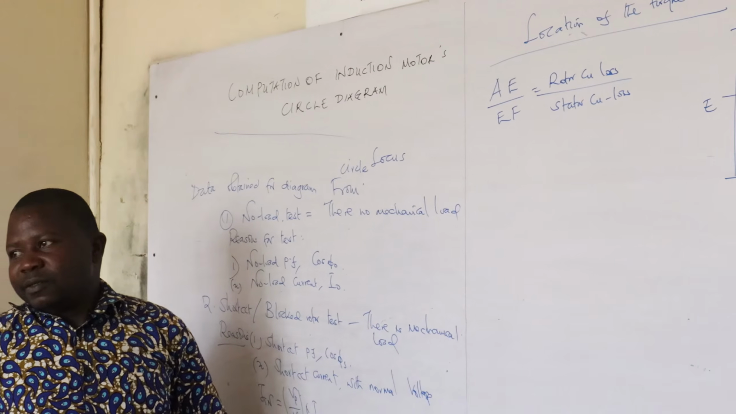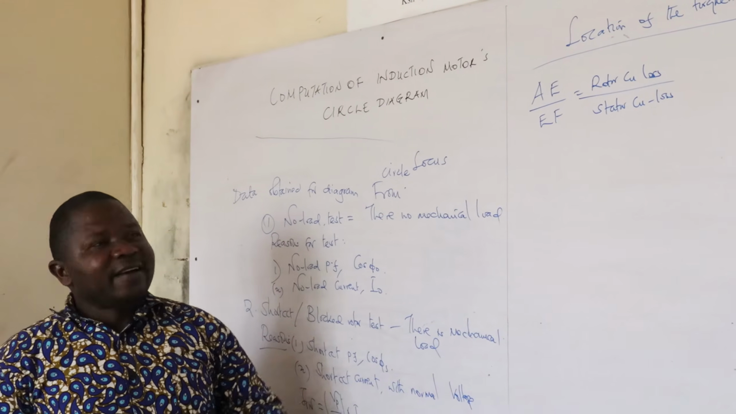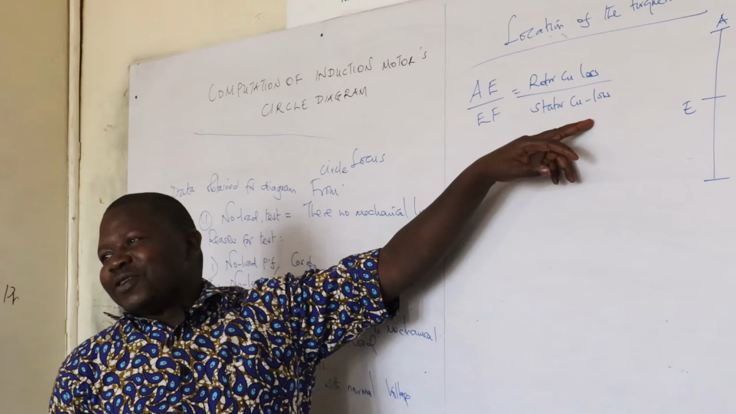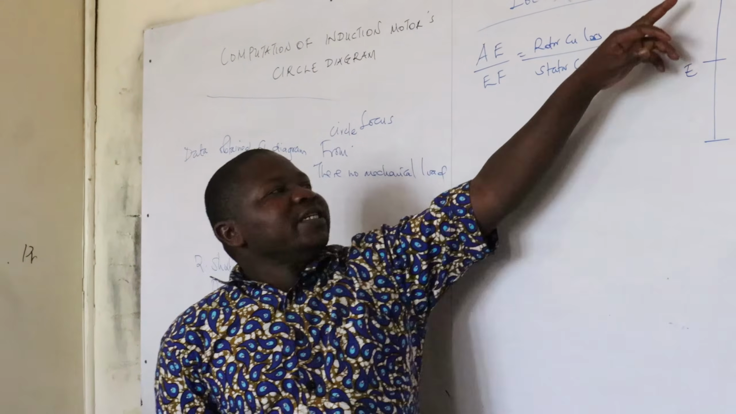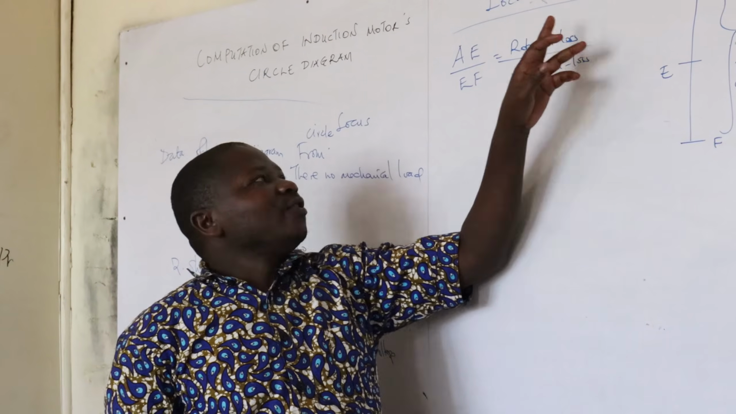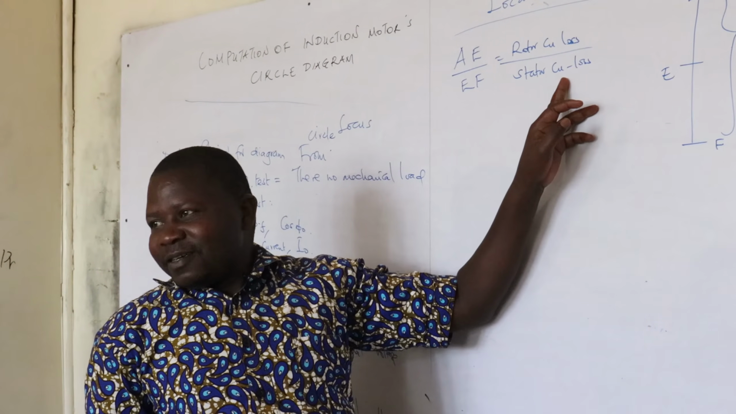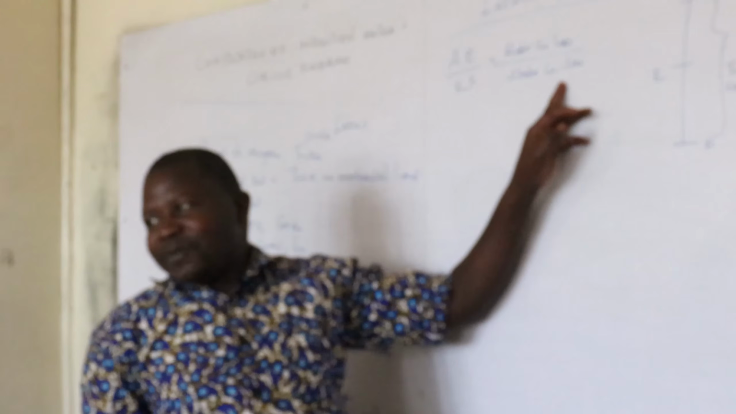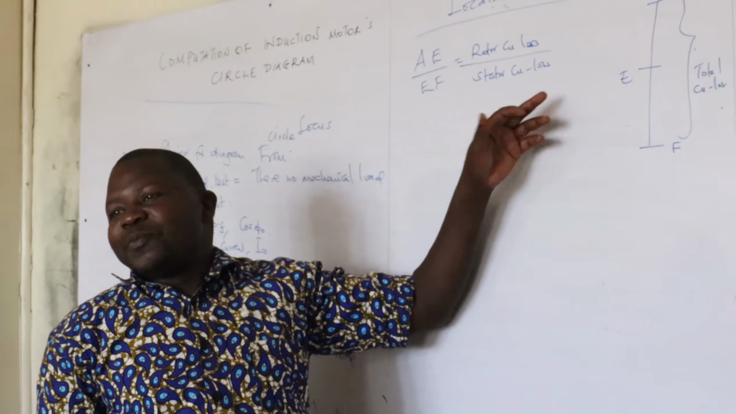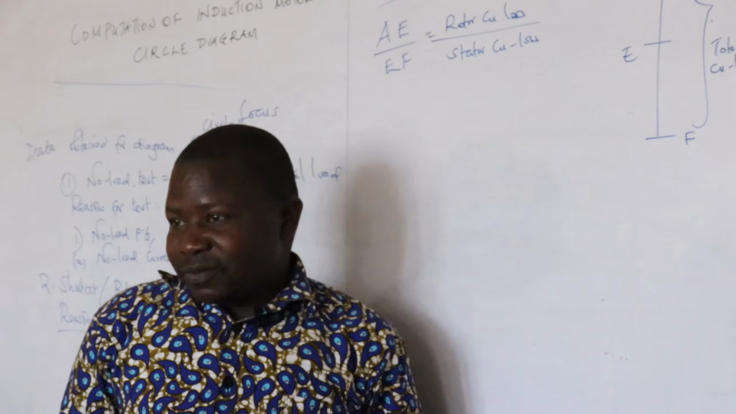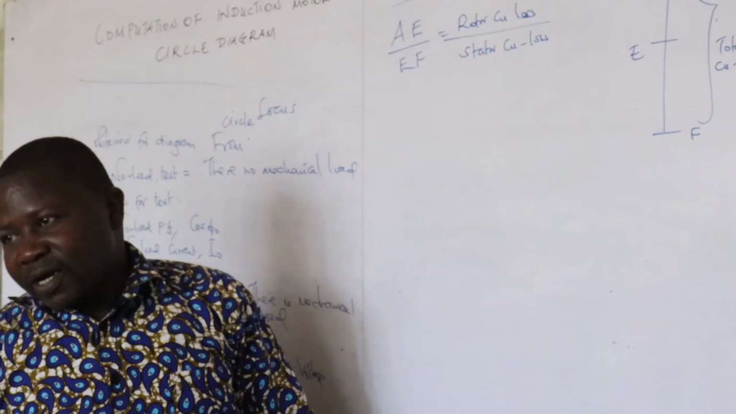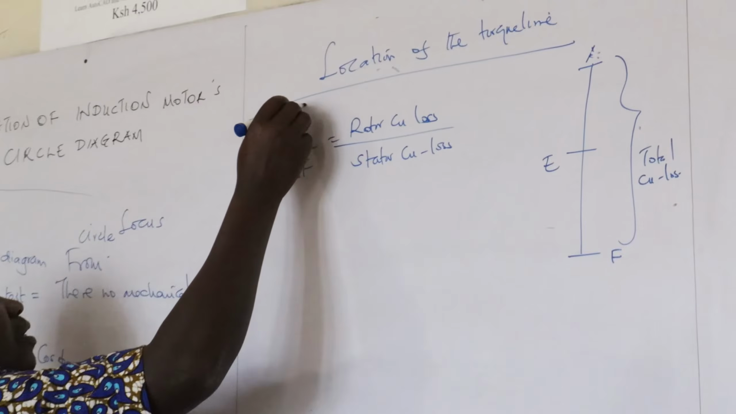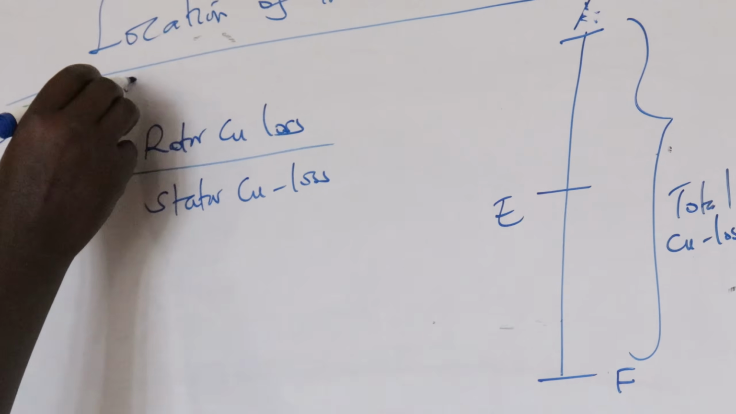How do you locate point E? By using the ratio of rotor copper loss over stator copper loss. It's a ratio. So this is the total copper loss, and the ratio of this to this. There might be a ratio, or might be a way leading to that ratio. This is for squirrel cage, the case I'm saying here is for squirrel cage.